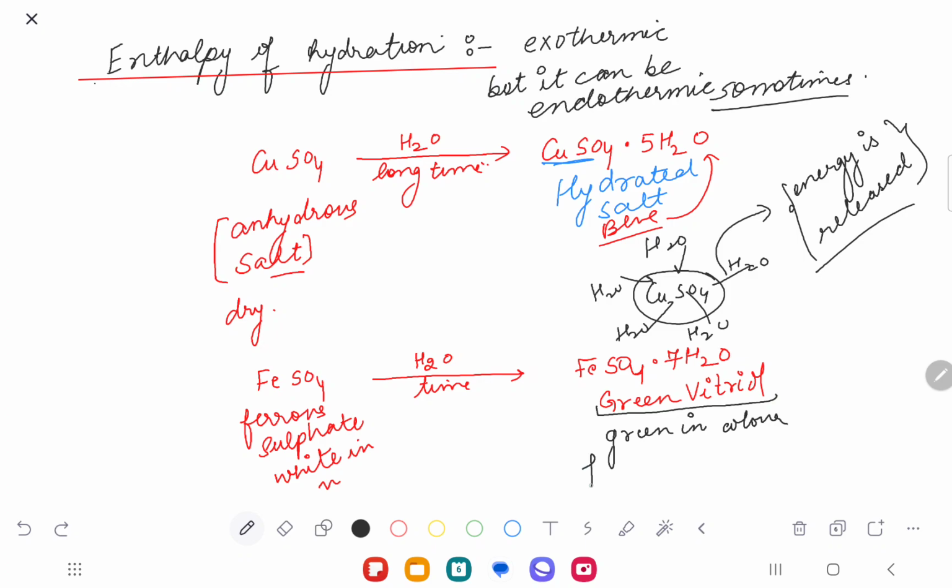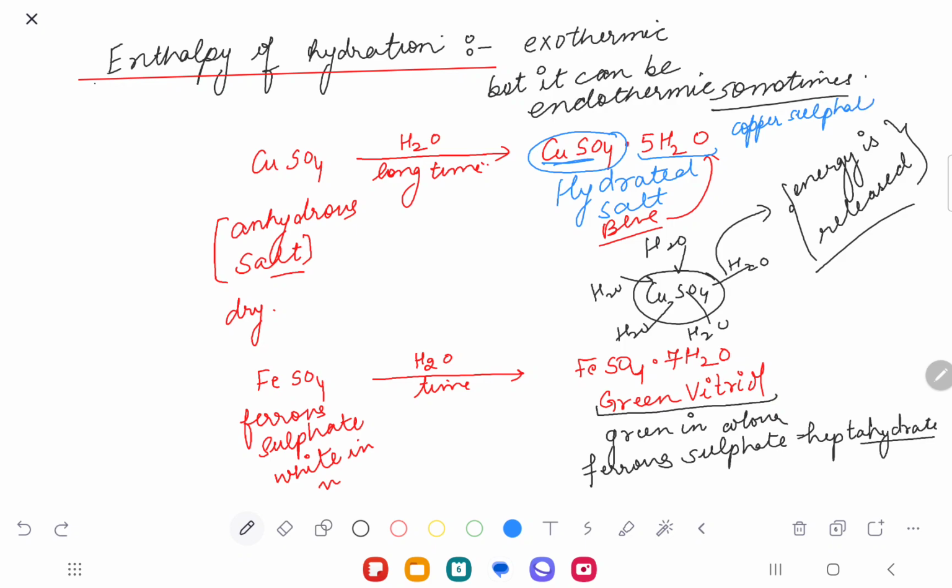The actual name for this compound shall be ferrous sulfate heptahydrate. Hepta means seven, right? Heptahydrate. Hydrate is when something combines with water. Similarly, it would be copper sulfate pentahydrate, isn't it? So that's the entire chemical name that we have. But you can also call it blue vitriol, because of its color. Yes or no?